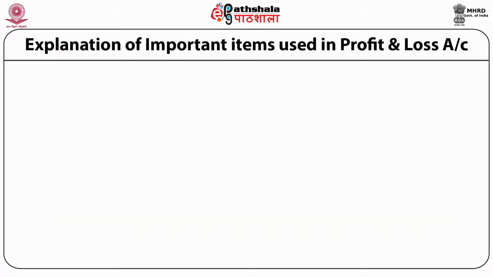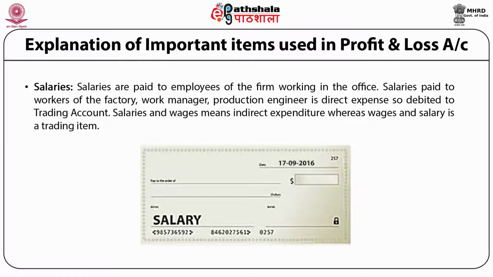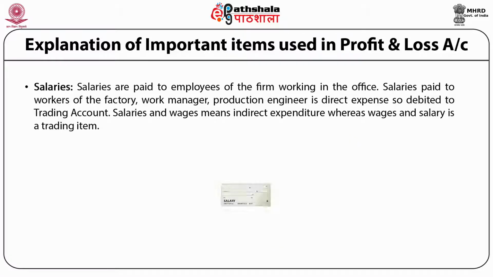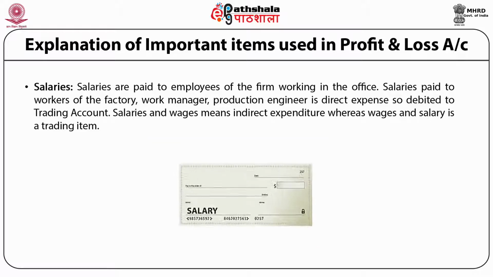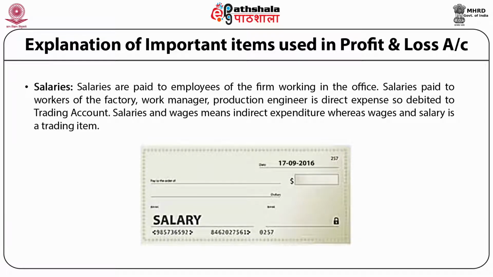It is important to get the knowledge of items which are used in the profit and loss account. The first item is salaries. Salaries paid to employees of the firm working in office. Salaries paid to workers of the factory, work manager, production engineer are direct expenses, so debited to trading account. Salaries and wages means indirect expenses, whereas wages and salary is a trading item.